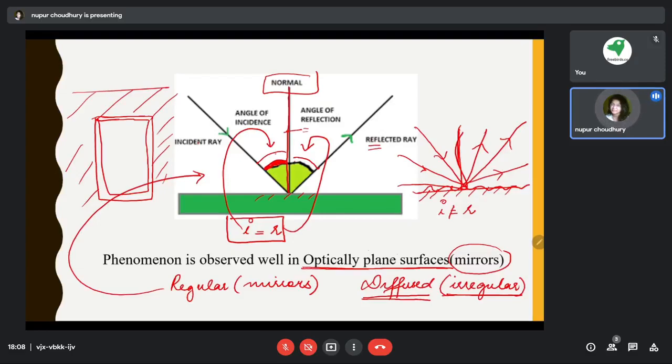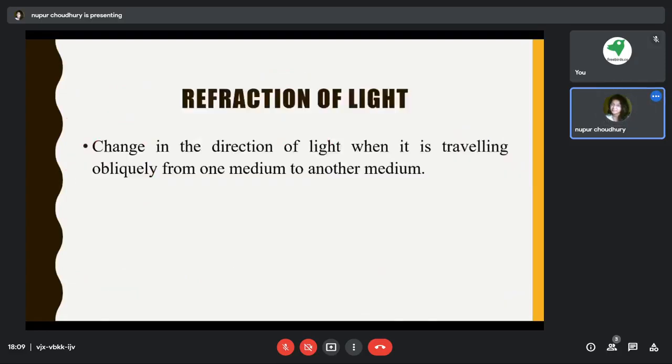And that is the only reason that even though a piece of paper will reflect light, or let's say the wall is also reflecting some light, even after all the objects reflecting light, you will not be able to get your image in a wall or in a piece of paper, because they are not optically plane surfaces which will reflect the incident ray exactly with the same angle as that of the angle of incidence.